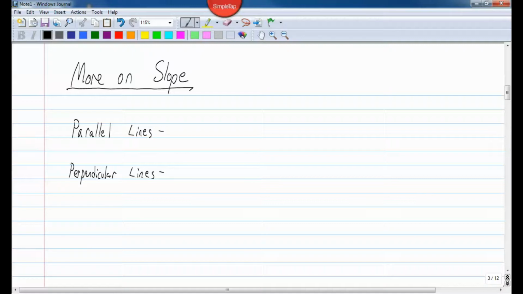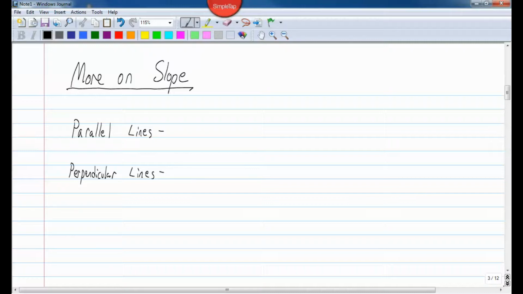The first thing that comes to my mind with parallel is parallel parking, or maybe a parallel universe or something like that. Perpendicular, the term is probably not used that much in the real world, but the actual concept is used all the time.